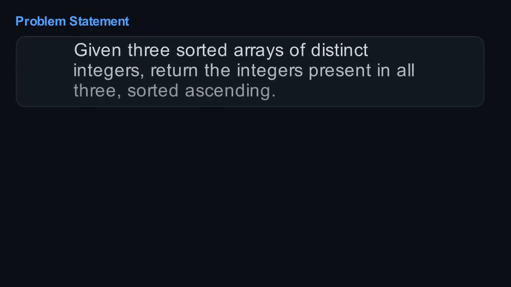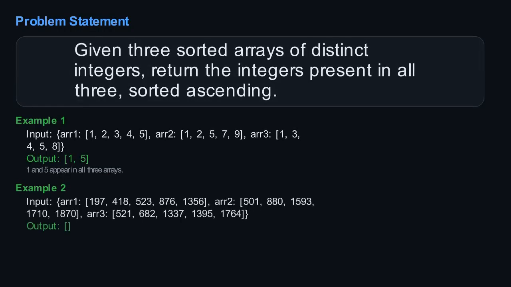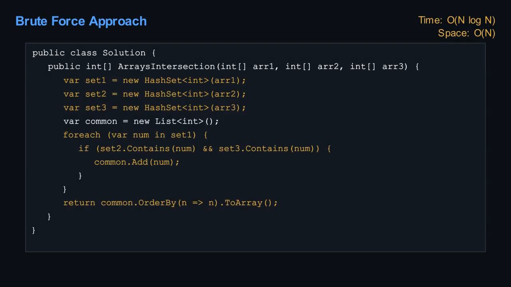The problem asks us to find all distinct integers that are present in all three input arrays. Each array is guaranteed to be sorted in strictly increasing order. The output should also be a sorted list of these common integers. For example, given arrays 1, 2, and 3, we need to return a new array containing only the numbers found in all of them. A straightforward but inefficient approach uses hash sets.